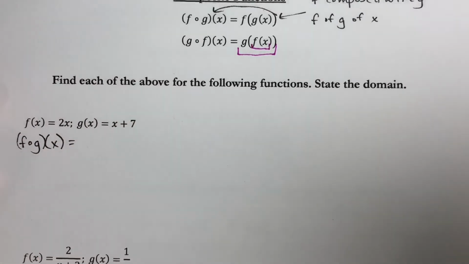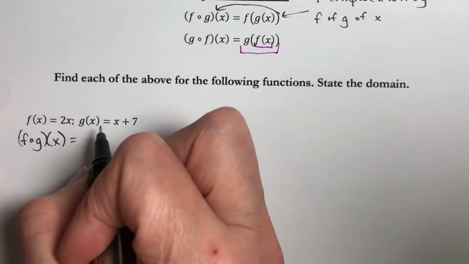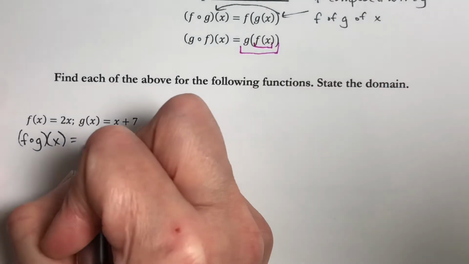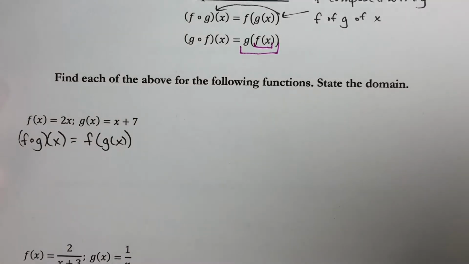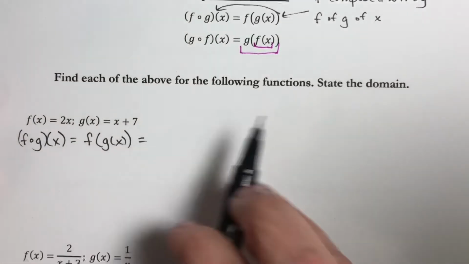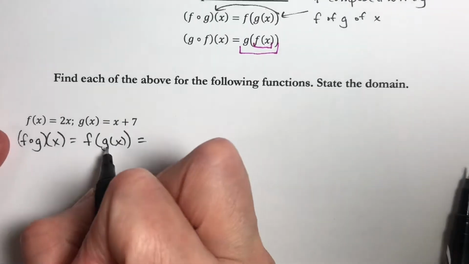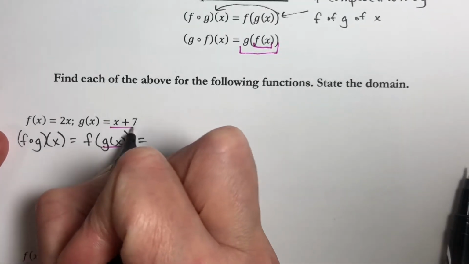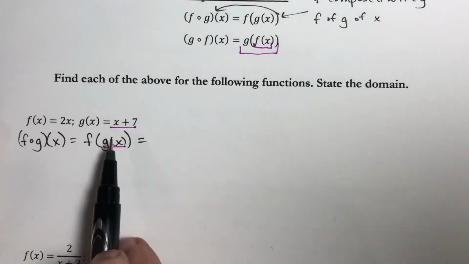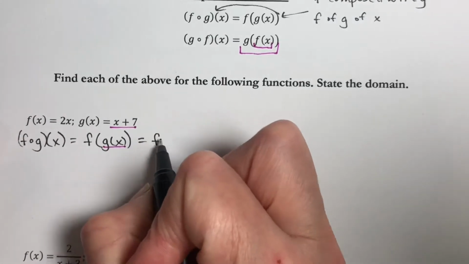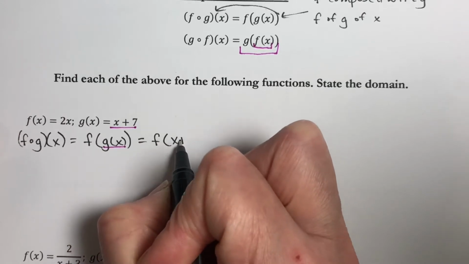I'm going to write out every single step here. Okay. By definition, this is f of g of x. So what I'm going to do is take, I know what g of x is, it's all of this. So I'm going to replace this with this. So this is f of x plus 7.